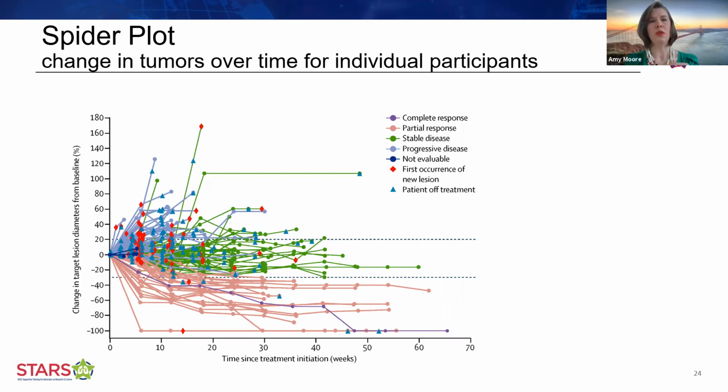So purple is complete response, pink is partial response, green is stable disease, light blue is progressive disease. Then we also have dark blue, which is not evaluable. The red diamonds indicate first occurrence of a new lesion, and the blue triangles indicate a patient off treatment. We also see that we have our horizontal dashed lines defined by our RECIST criteria at +20 and -30.